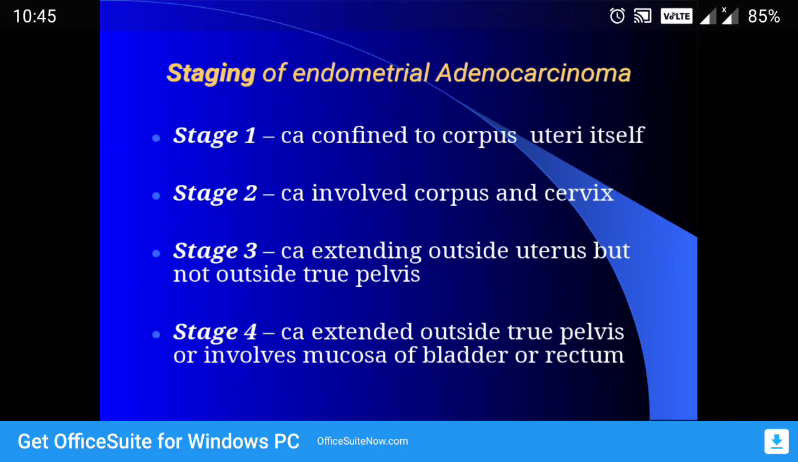Then coming to staging. Stage 1 is when carcinoma is confined to the uterus. Stage 2 is when it involves the cervix. Stage 3 extends outside the uterus but not outside the true pelvis. When it goes out of the true pelvis, it becomes stage 4. Also, when it involves the mucosa of the bladder or rectum, it becomes stage 4.